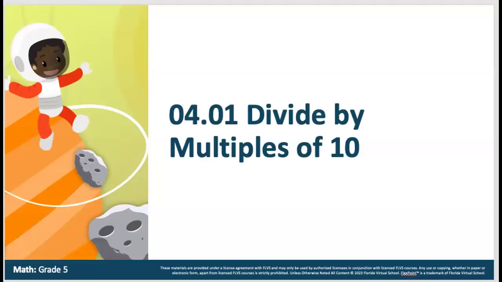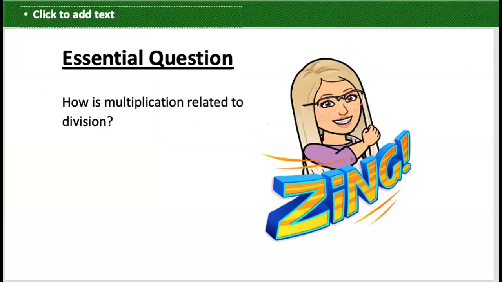Hey, fifth grade, we're going to go ahead and get started today by taking a look at Module 4, Lesson 401. We're going to be talking about dividing by multiples of 10. So as we're getting ready to go today, we're going to be talking about my essential question, which is, how is multiplication related to division?